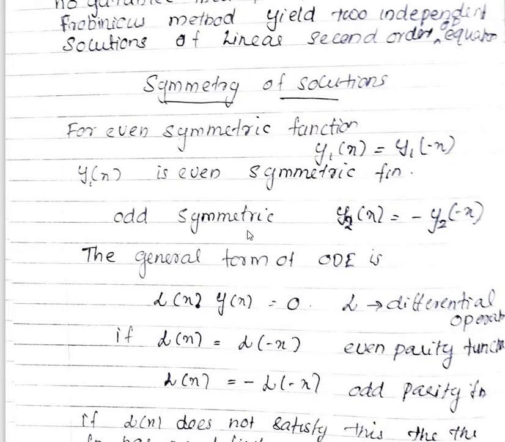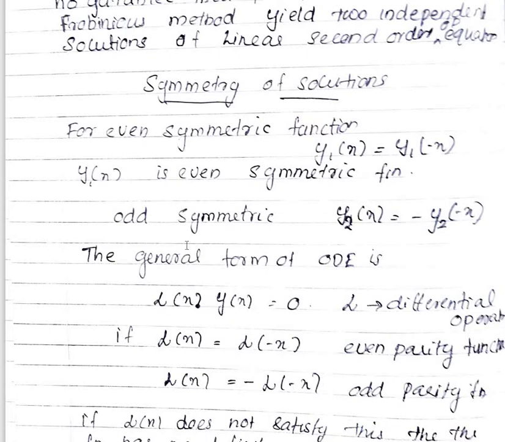So what is an odd symmetric function or odd parity function? If a function y2 of x is equal to minus y2 of minus x, that is, if we replace x by minus x and the function changes its sign, we can call that function an odd symmetric function or a function with odd parity.